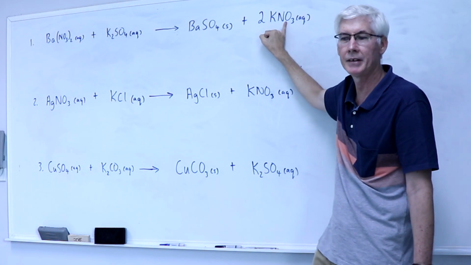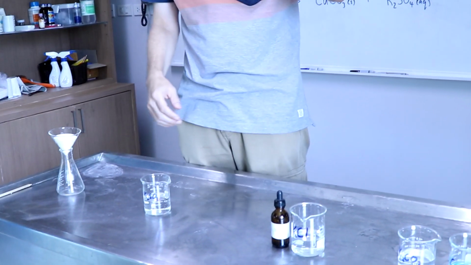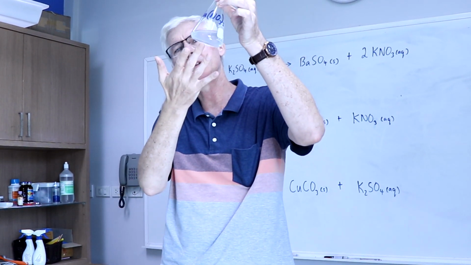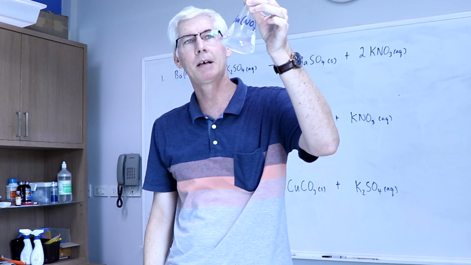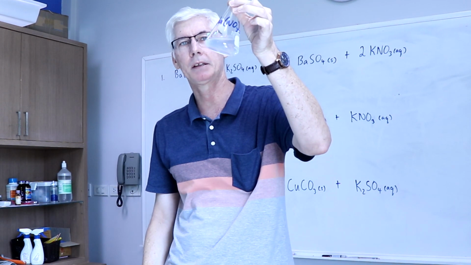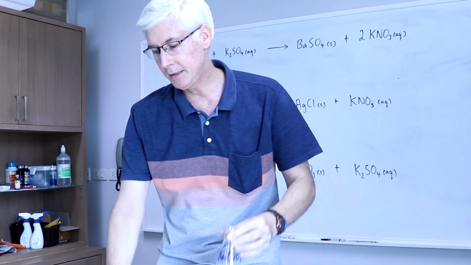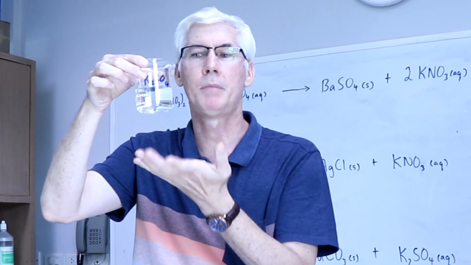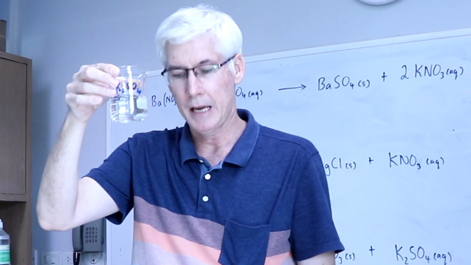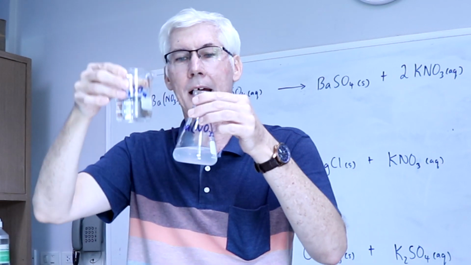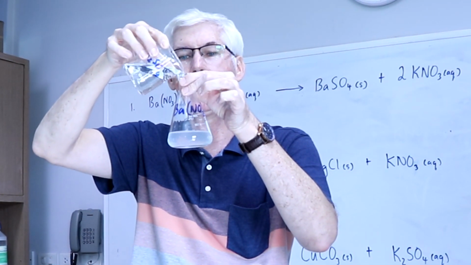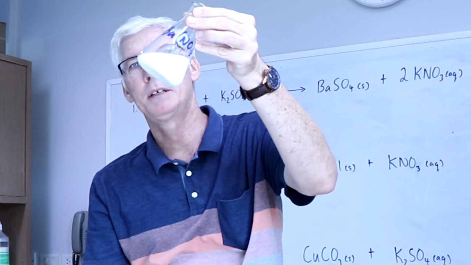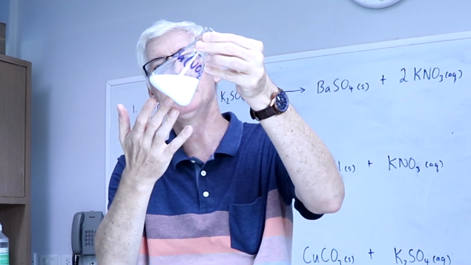So let's have a look at that reaction first. Over here I've got barium nitrate. It's quite soluble. It is a little bit cloudy. There are some impurities in there, but that won't affect the reaction too much. And in this beaker I have my potassium sulfate. Both of them are soluble salts. However, when I add the potassium sulfate to the barium nitrate, we see a nice white precipitate forming.